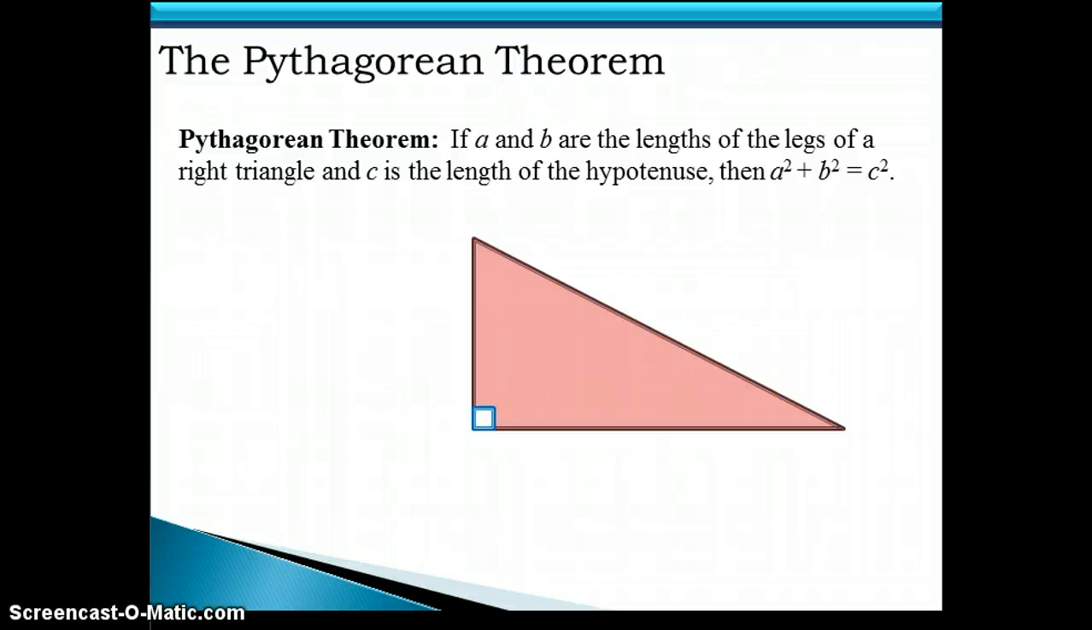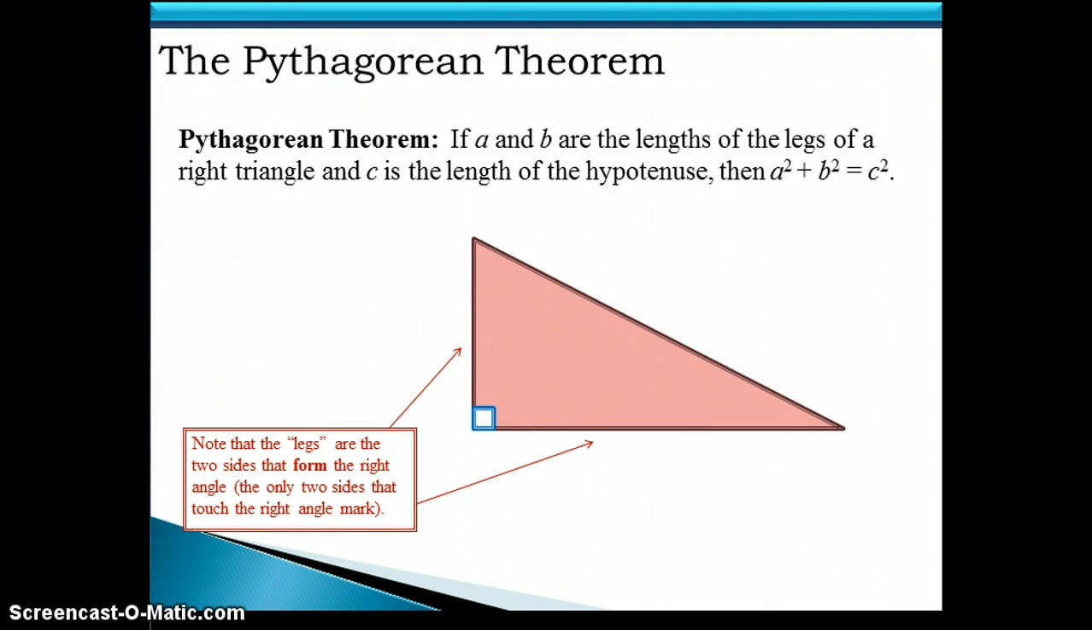So this says that if A and B are the lengths of the legs of a right triangle, and C is the length of the hypotenuse, then A squared plus B squared equals C squared. Note that the legs are the two sides that form that right angle. You can also think of them as the only two sides that actually touch that right angle mark.